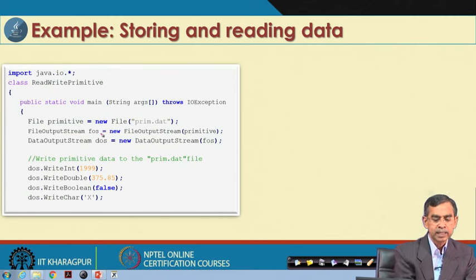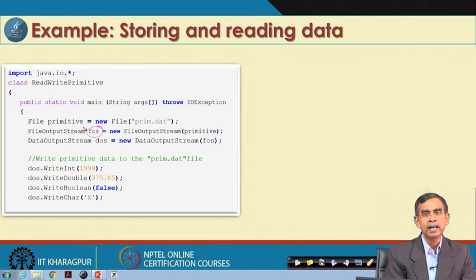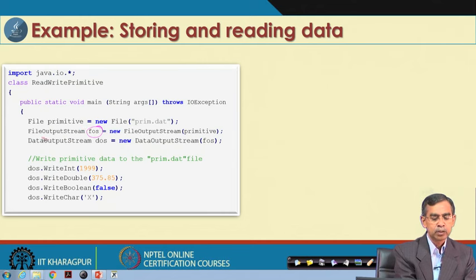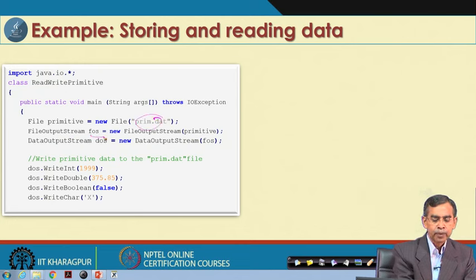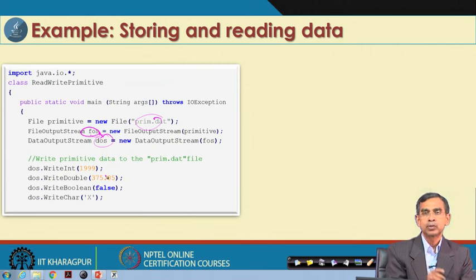Once the file object is created, then a file output stream is created, that means a connection. So, the file output stream class connects to this primitive, meaning this file. FOS and data output stream is another stream for data outputting, and then this object is created. Here FO is for file output stream and DO is for data output stream. So, through the data output we connect to the file output, and then it connects to the file for storing some data here.